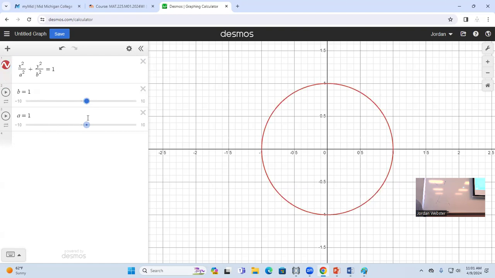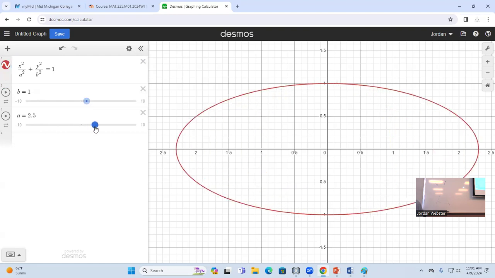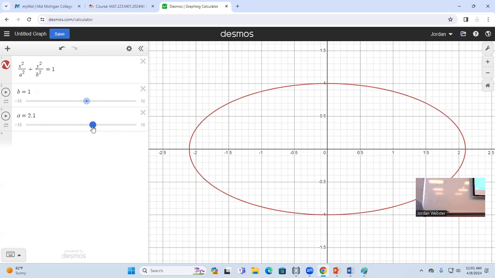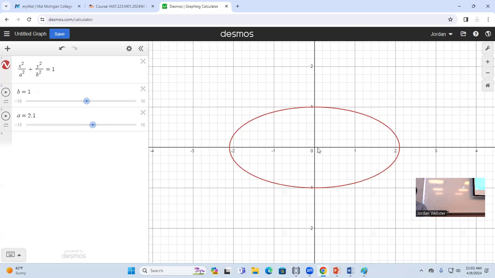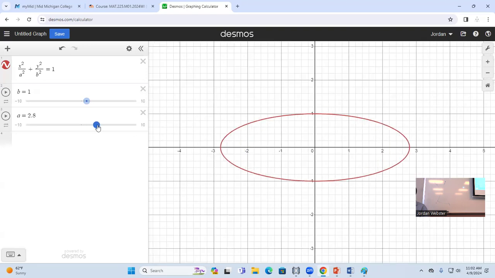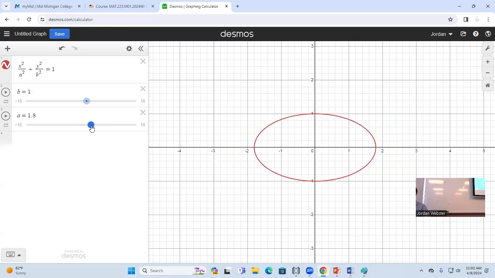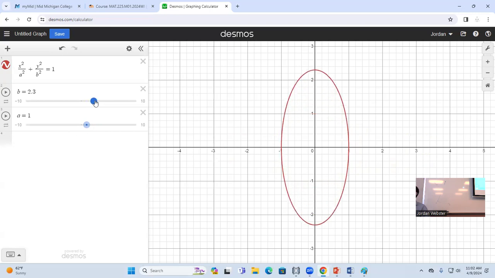However, if A starts becoming bigger, then we have stretched that out. We stretch that out along the x-axis. So as A keeps getting bigger. Now, what if the number underneath the y had become bigger? Well, if the number underneath the y had become bigger, then we would have stretched it out along the y-axis.